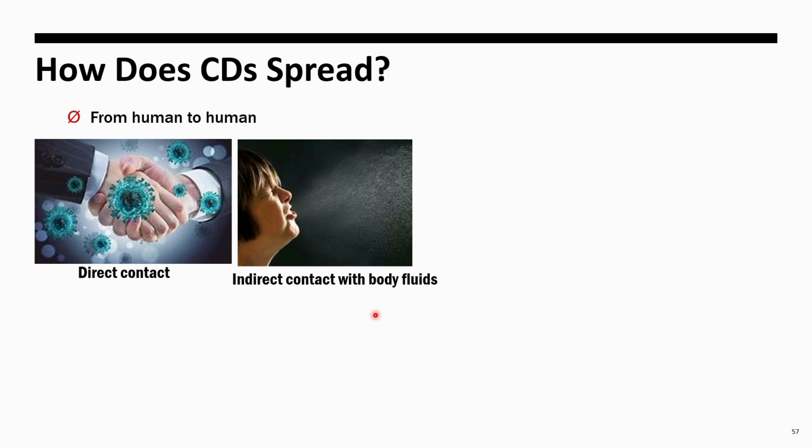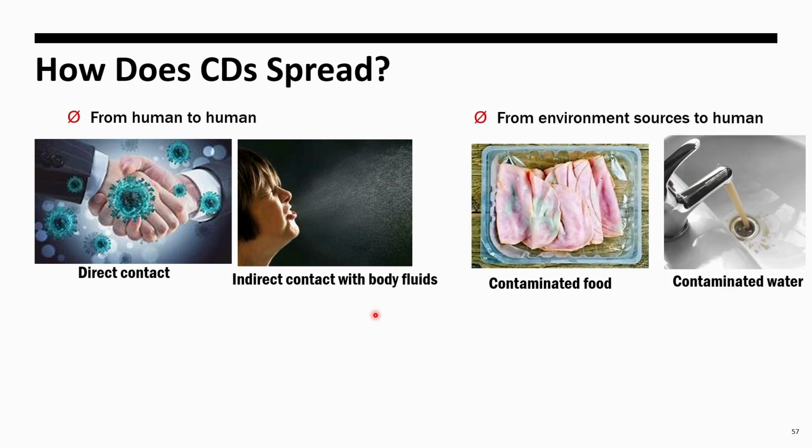One way is from human to human. It can be by direct contact. If you shake hands or touch someone, you can get the disease, or through body fluids. Or it can be indirect: if you sneeze or cough, the pathogens can go outside with air droplets. The second way is from environmental sources. If you eat contaminated food or contaminated water, you can get sick.